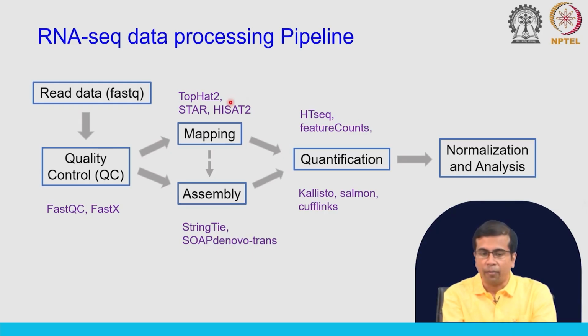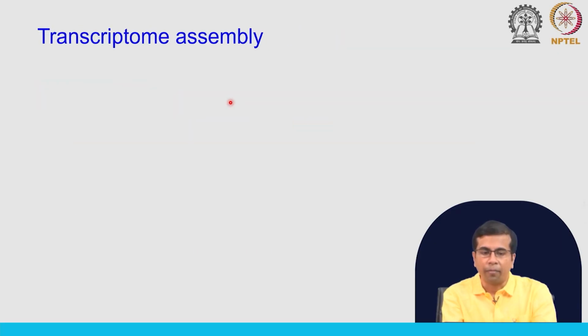Once we have done the mapping, we can now do something called assembly. Also, we can do the assembly directly from the data itself. There are tools that will allow us to do that. This is something we will discuss today in this class as well as in the next class. And then once you have done the assembly, we can do the quantification. So, let us start with the transcriptome assembly.